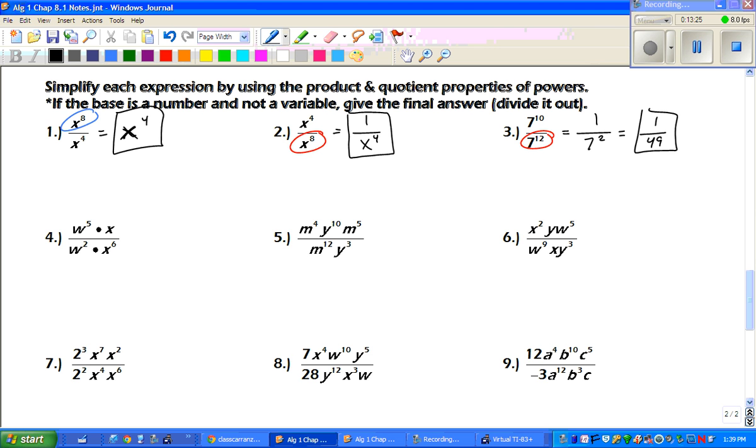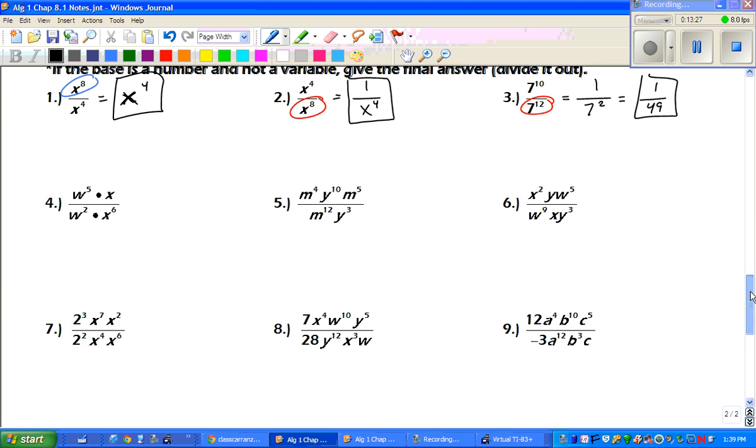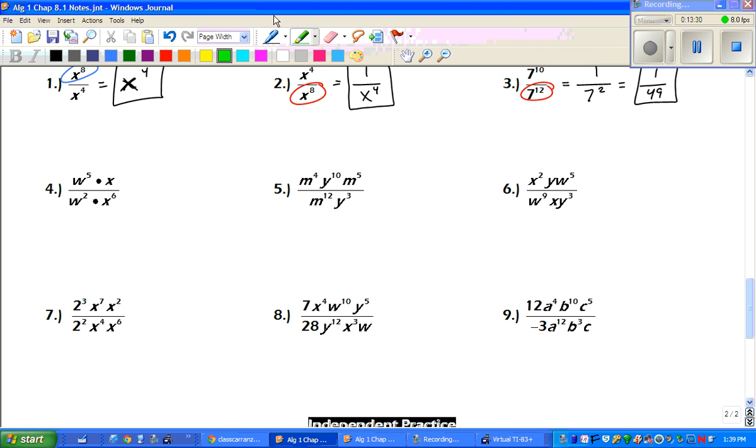Okay, for number 4, we've got two things going on. We got the y's and the x's. Okay, looking at the w's first, who wins, the top or the bottom? Okay, well, the top wins, and the top wins by 3. Now, what about the x's? Well, the bottom wins, and the bottom wins by 5.